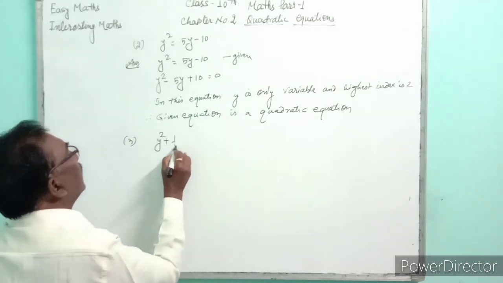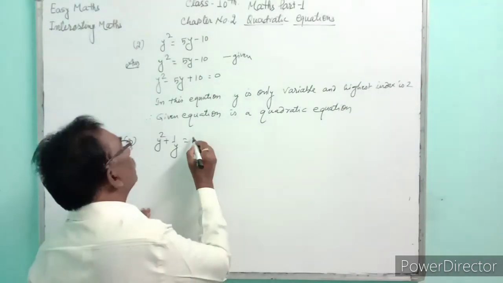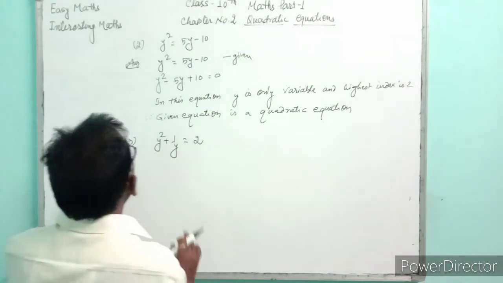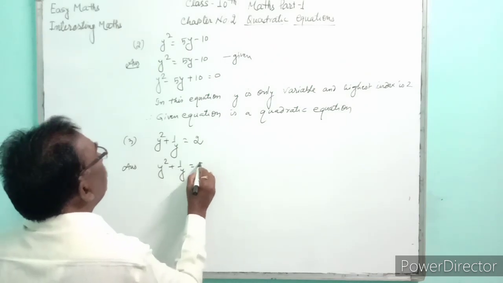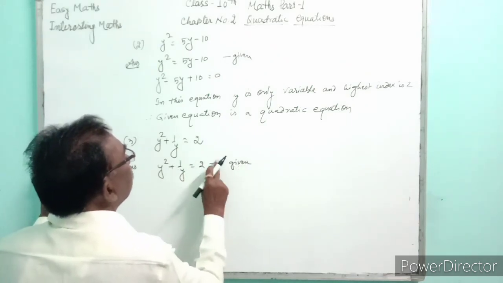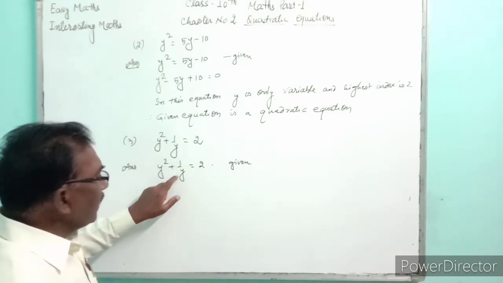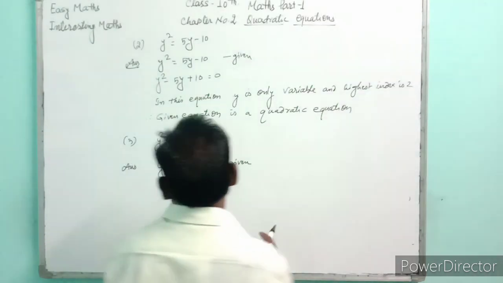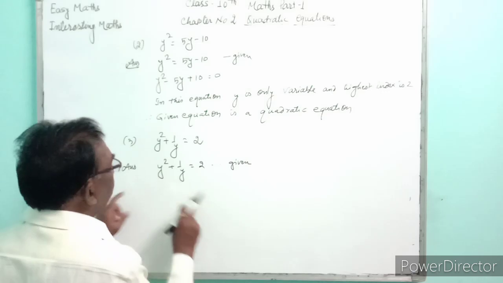y square plus 1 upon y is equal to 2. So, this is a somewhat different problem. In this problem, y square plus 1 upon y is equal to 2. This is given. In this equation, y is in the denominator and we have to eliminate this y. How can we eliminate it? We will multiply both sides of the equation by y.